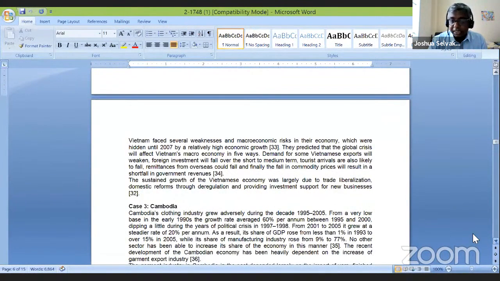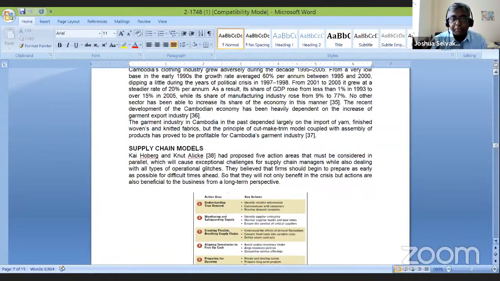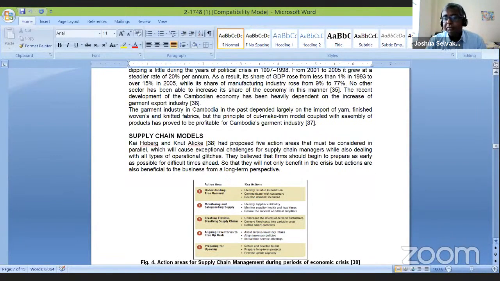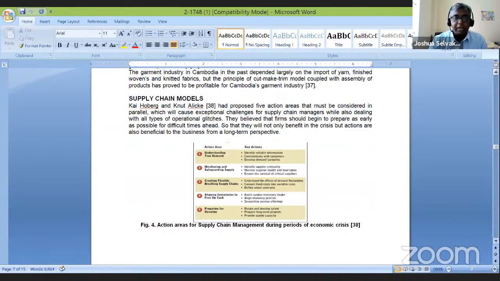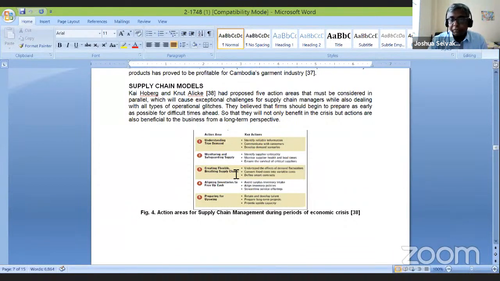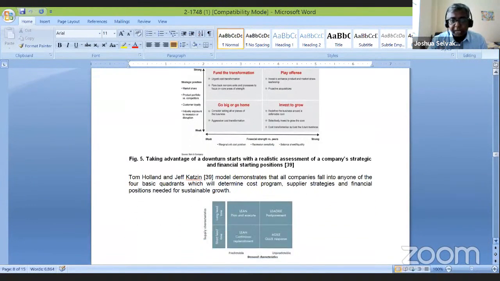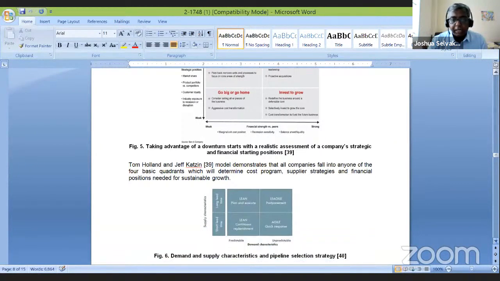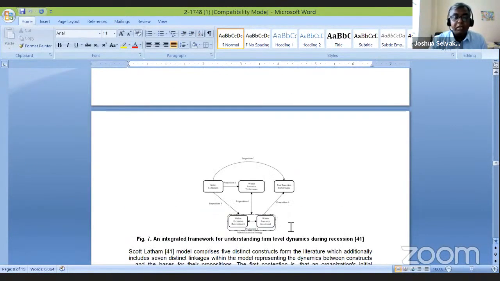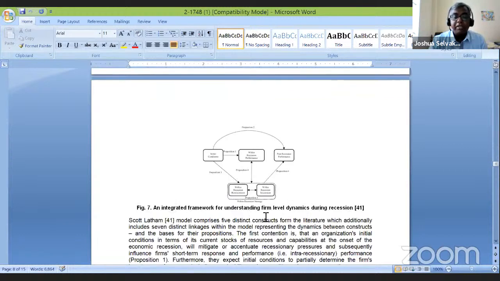Then based on all these cases, we tried to understand the supply chain models that these people were using. This is one kind of supply chain model that we have proposed. We've also taken another supply chain model. So a few supply chain models were considered in this study. Based on the supply chain models and the literature, these are some of the models you're seeing now: the integrated framework of understanding firm level dynamics during recession. These are supply chain models in all these economies that were followed during recession time.